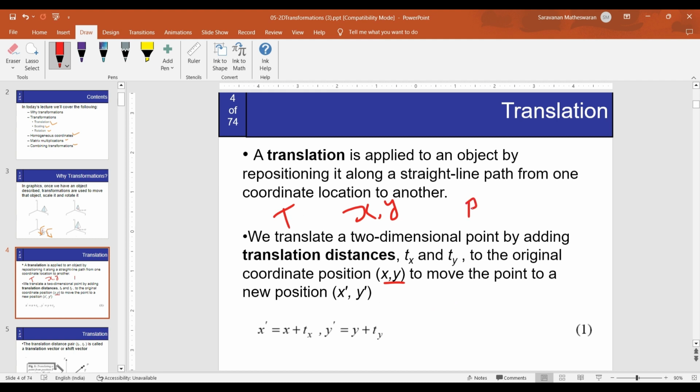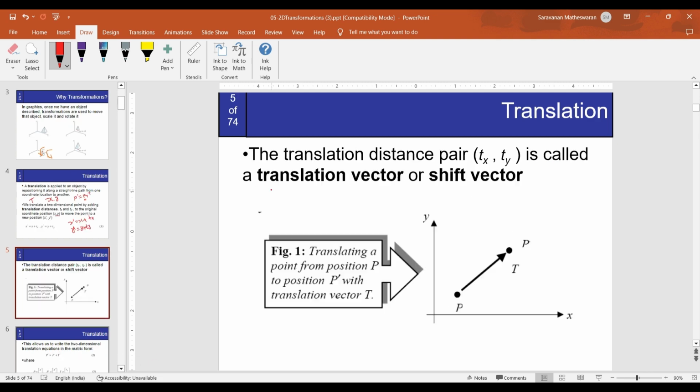So we can write p dash equal to p plus t. The p already has x comma y, so we write x dash equal to x plus t of x and y dash equal to y plus t of y. Addition needs to be applied here. For example, the translating pairs t of x, t of y are called the translation vector, or shift vector.